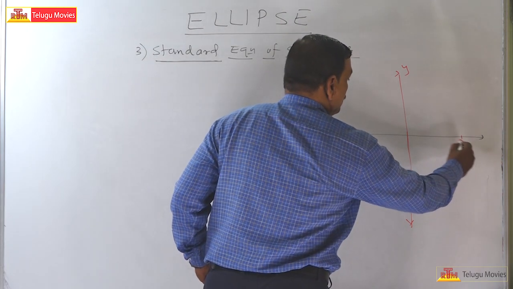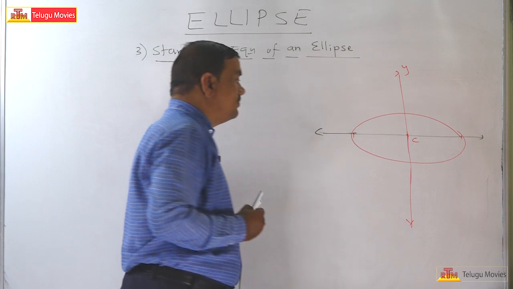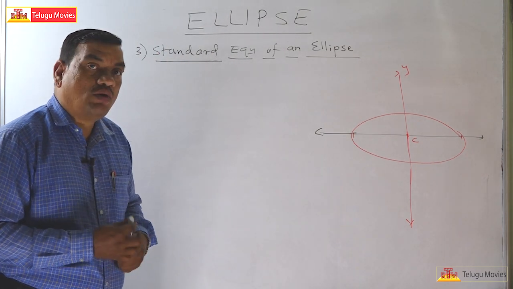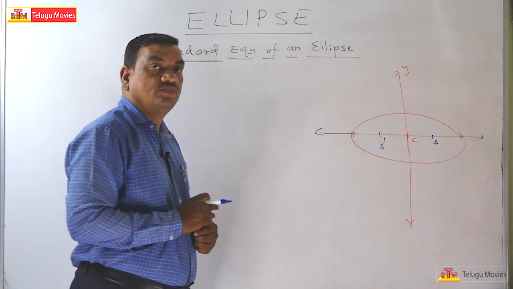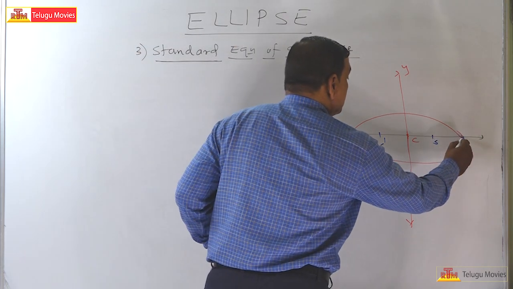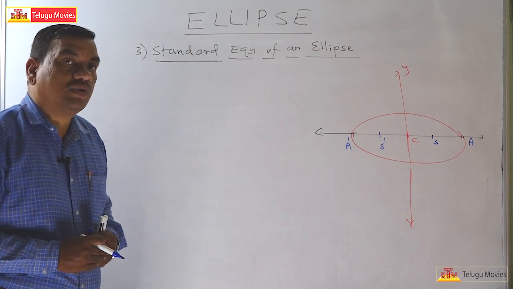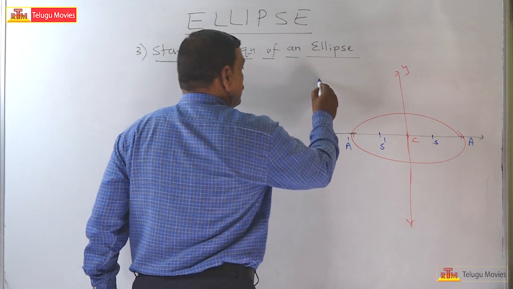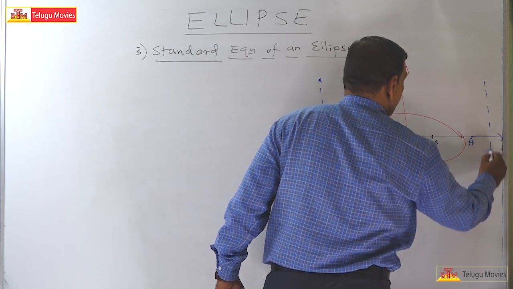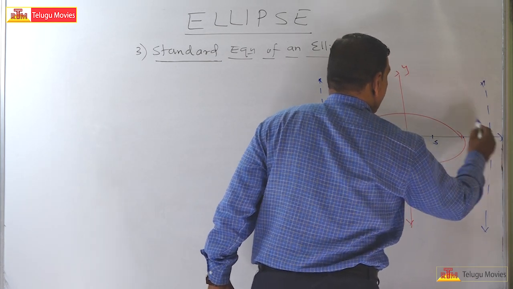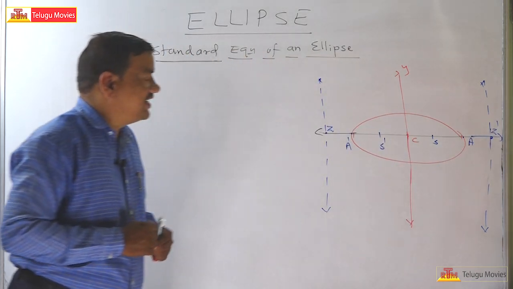So this is the center of the ellipse, and you will have two foci, S and S dash, and two vertices, A and A dash, and you have two directrices. This is one directrix, and this is another directrix.